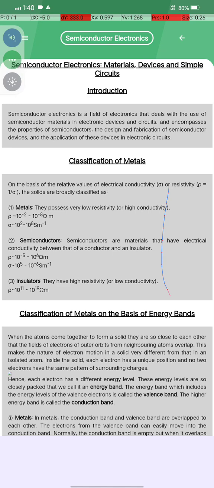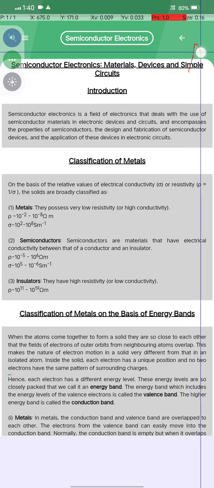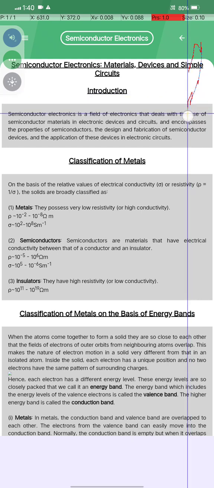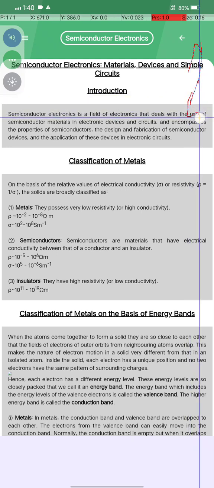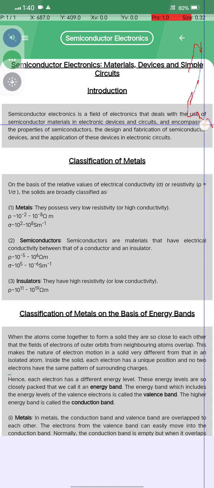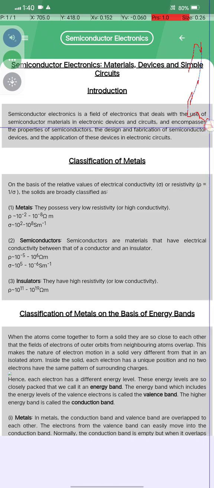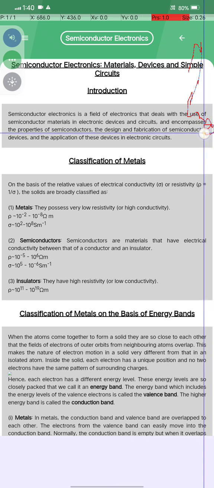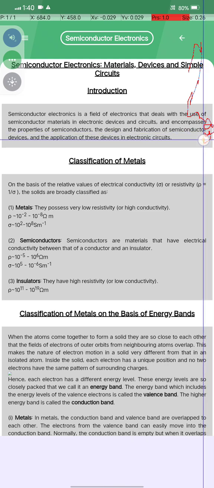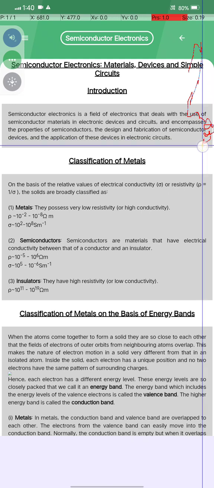Now today we are starting the chapter named semiconductor electronics. देखो, जानते हैं इसके बारे में. इसका इंट्रोडक्शन क्या है? Semiconductor electronics is a field of electronics that deals with the uses of semiconductor materials in electronic devices and circuits. It encompasses the properties of semiconductors, the design and fabrication of semiconductor devices, and the application of these devices in electronic circuits.